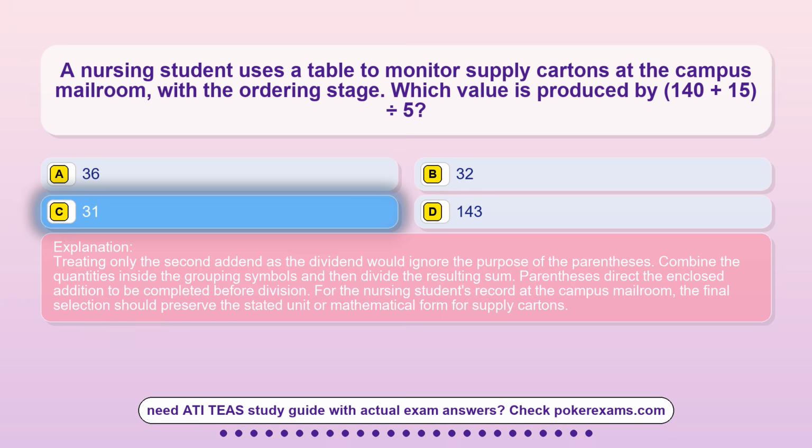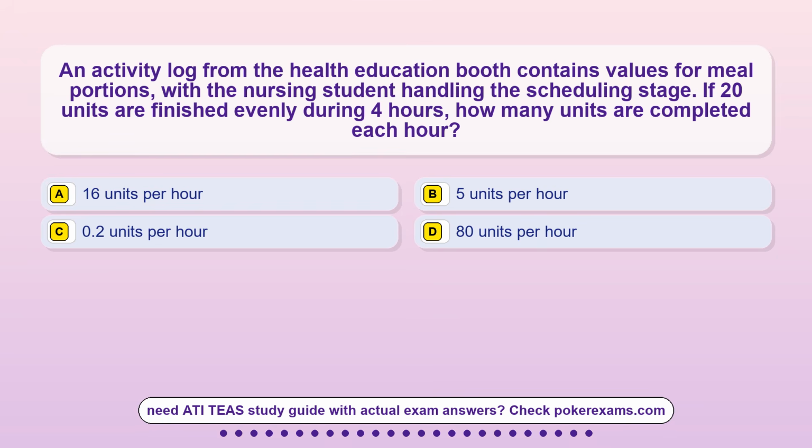For the nursing student's record at the campus mailroom, the final selection should preserve the stated unit or mathematical form for supply cartons. Question 21. An activity log from the health education booth contains values for meal portions, with the nursing student handling the scheduling stage. If 20 units are finished evenly during 4 hours, how many units are completed each hour?